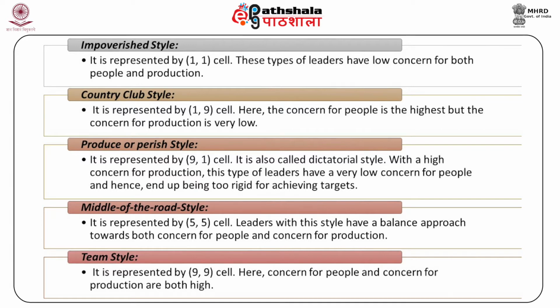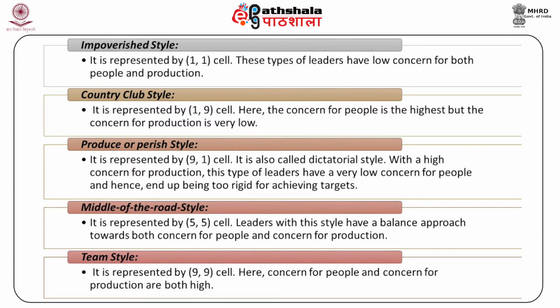Third is the produce or perish style. It is represented by the 9-1 cell. It is also called the dictatorial style. With a high concern for production, this type of leaders have a very low concern for people and hence end up being too rigid for achieving targets.